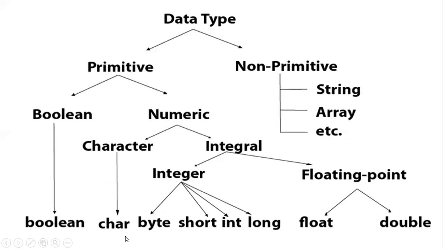Then byte takes 8 bits or 1 byte in the memory. Short takes 16 bits or 2 bytes in memory. 8 bits is equal to 1 byte. Then integer int takes 4 bytes or 32 bits in the memory. Long takes 64 bits or 8 bytes. Float takes 32 bits or 4 bytes. Double takes 64 bits or 8 bytes in the memory.